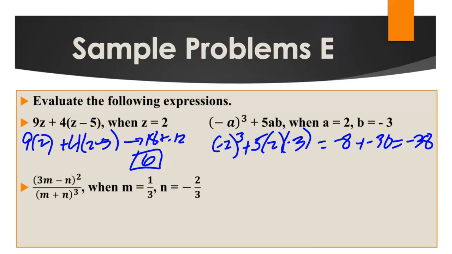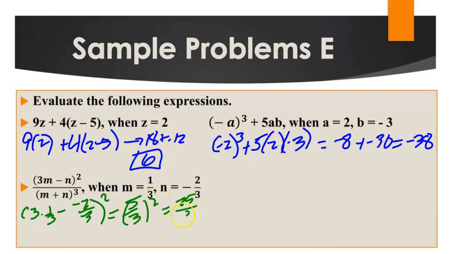And here we have 3 times m, which is 1/3, minus a negative 2/3. And I have to square that. So this is going to equal 3 times 1/3 is 1, or 3/3, plus 2/3, because it's minus a negative, which will make it plus 2/3. So 3/3 plus 2/3 is 5/3. And I have to square that, which is going to give us 25/9.